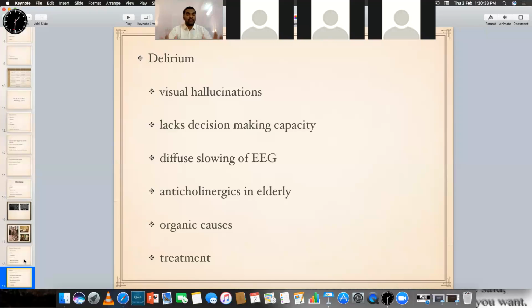But when any question gives you an idea that the patient lacks decision-making capacity, you can take your own decision. You have to do good to the patient, in a way that is best for the patient, in his best interests. And there's diffuse slowing of EEG.